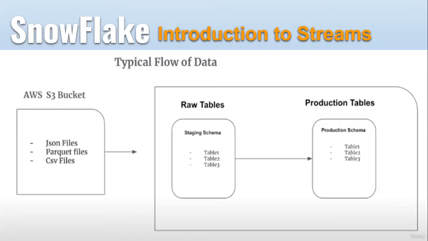So let's say 20 new rows come into your raw table, which had updates. You can then update your production table on the basis of the data that you have captured using your stream from the raw table. So this is a very typical use case of streams.